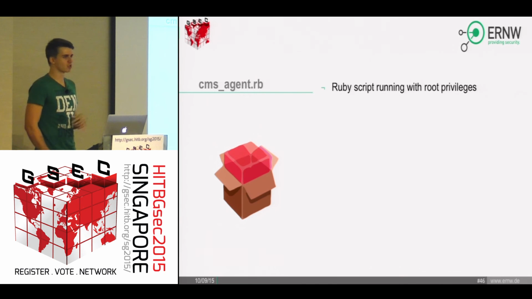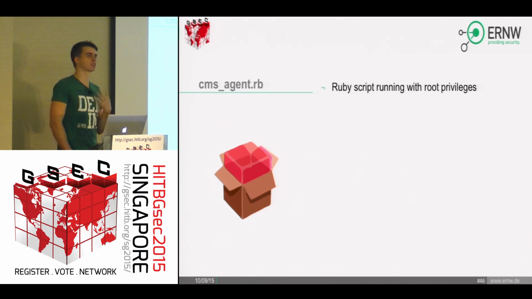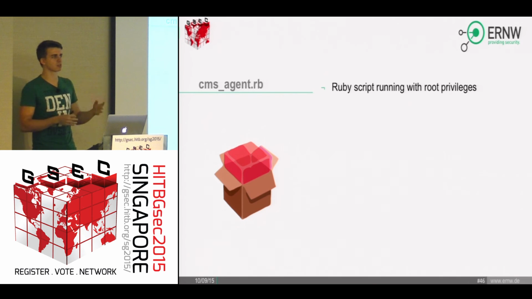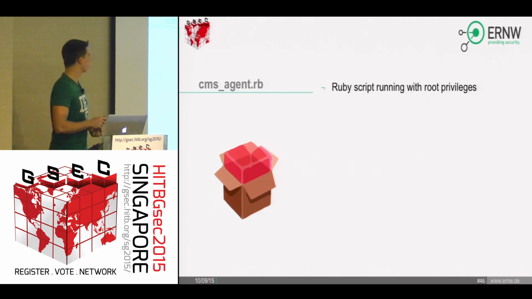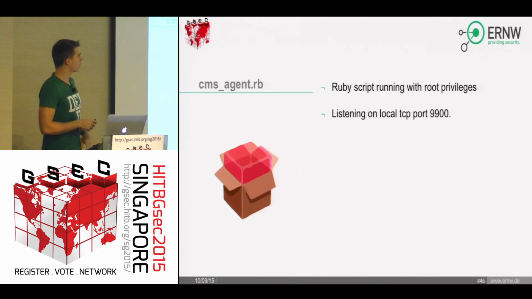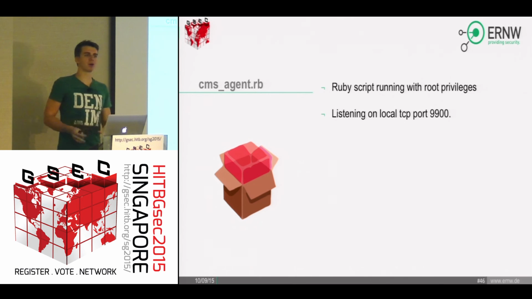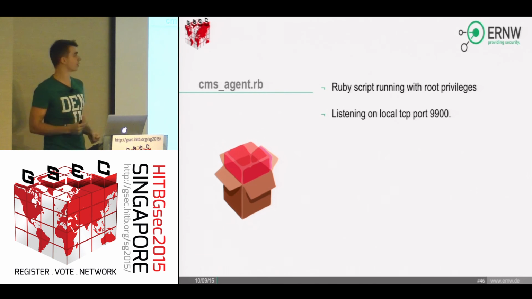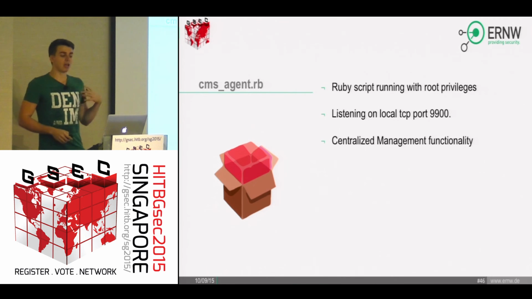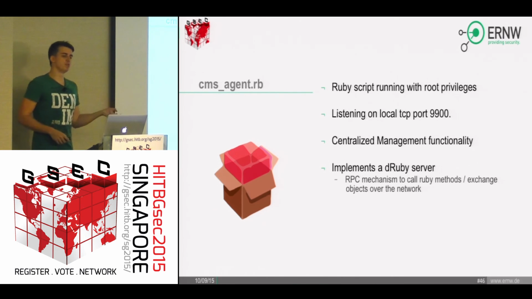cms_agent.rb, which is a Ruby script running on the system, and it's running with root privileges. CMS stands for Central Management System, so it seems to be for connecting multiple appliances and managing them like a single one. But for our case, the most interesting part is that it's running as root, and it has a TCP port open that's only reachable over the localhost interface. And it implements a dRuby server.